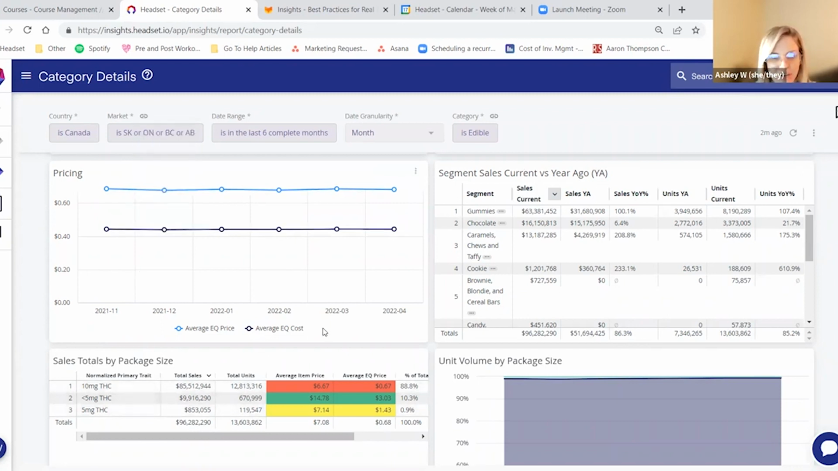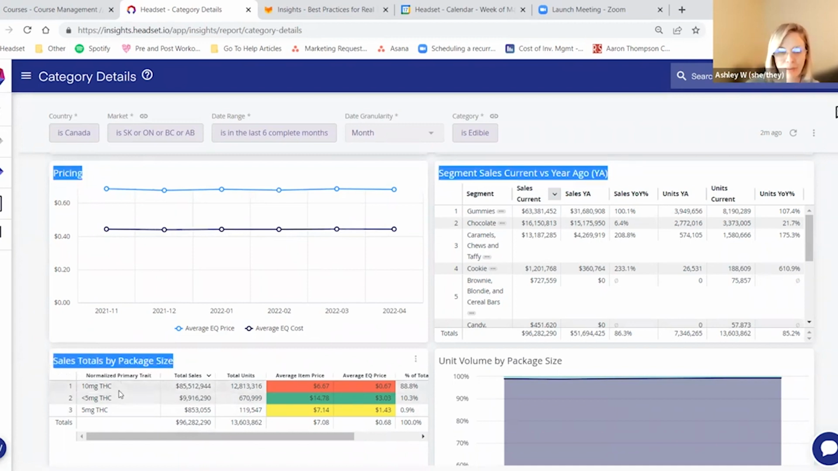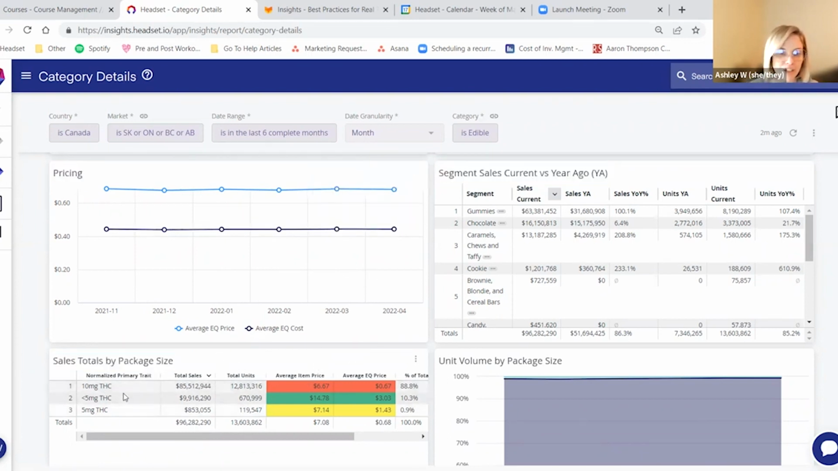That's my cheat sheet. Whenever you see EQ cost, if you're on this page, just go look at the total sales by package size right below it and be like, oh, okay, this is in milligrams of THC. That means we're equivalizing by milligrams of THC. If you were to flip into something like flower, you'll see in this little cheat sheet traditional flower package sizes like 3.5 grams, 7 grams, 14 grams, etc. Then I know I'm actually equivalizing by gram.